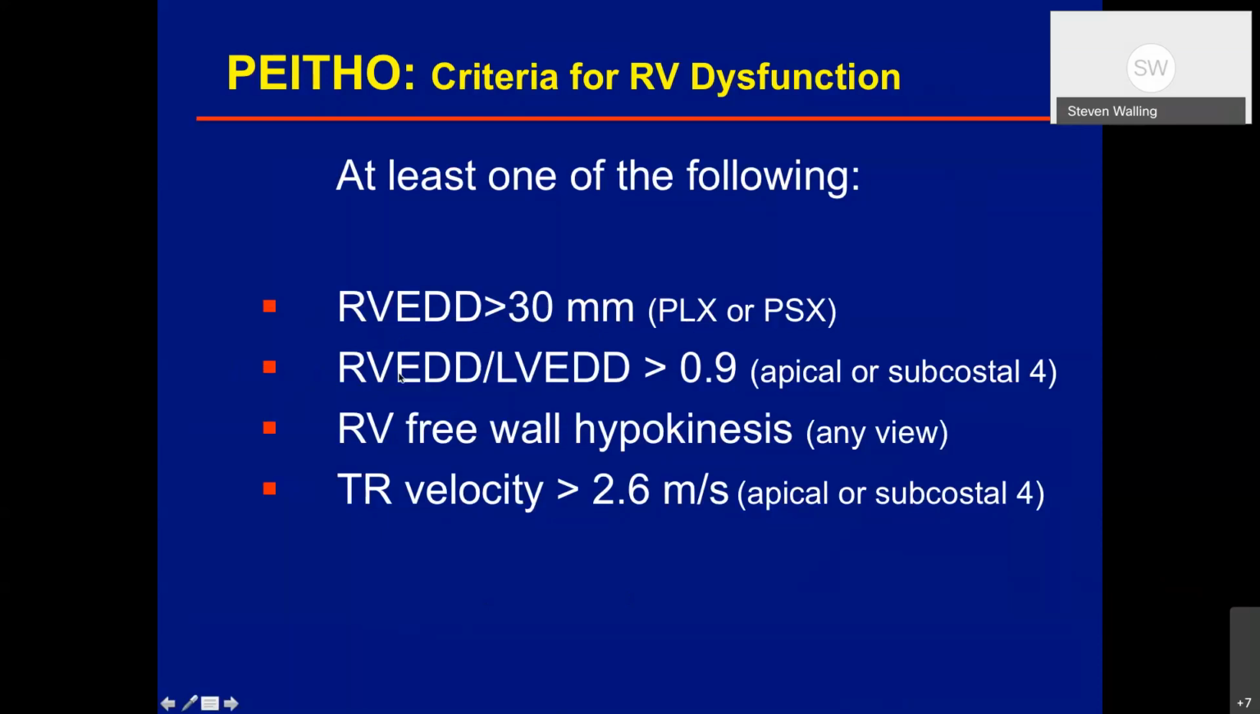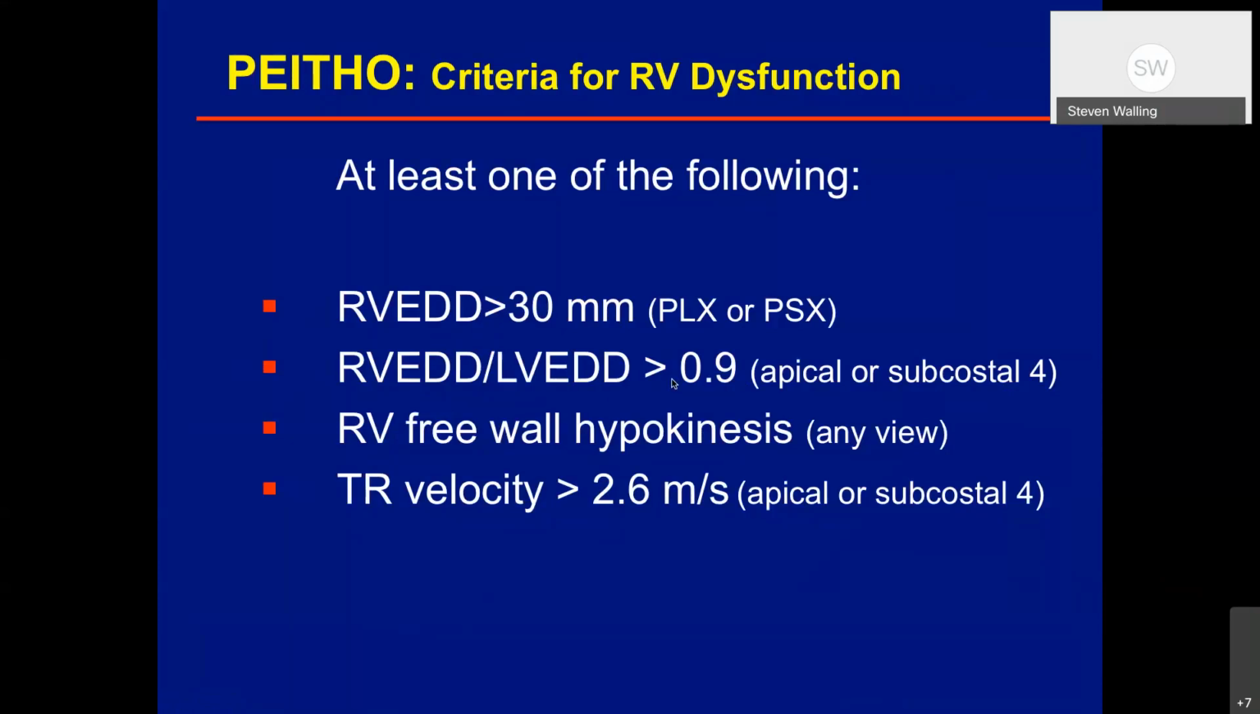The second number, which the CAT scan radiology also reports, is RV versus LV size. We know roughly the RV should be only two-thirds of the LV size based on the standard apical 4-chamber view in echo. If the end diastolic dimension RV to LV ratio is greater than 0.9 in the apical 4-chamber view or subcostal 4-chamber view, that's considered RV dilated. These are the two most common ones you're going to use.